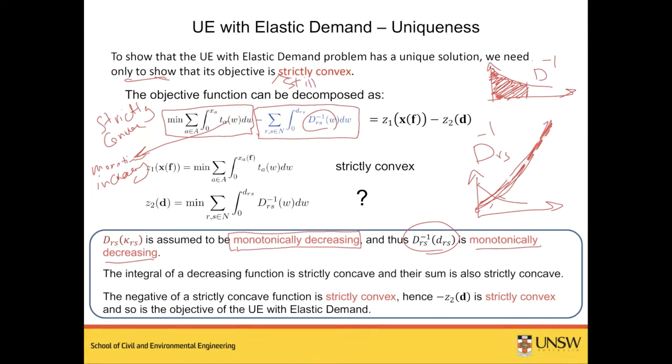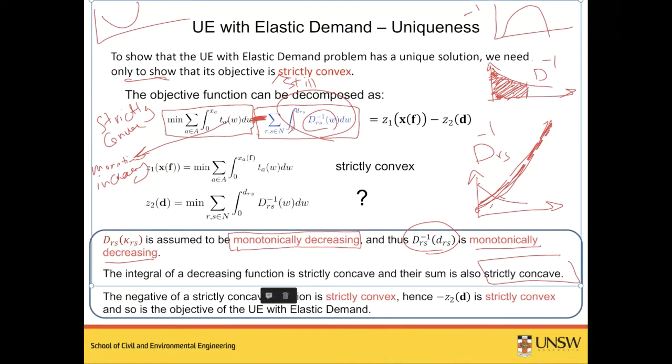So that's why we assume d is monotonically decreasing, and d^-1, the inverse of the demand function, is also monotonically decreasing. As a result, the integration of this d^-1 will be strictly concave, right? And because we have this negative sign behind it, it will make it strictly convex, right? If you have a concave function like this and you multiply it by minus one, you actually make it a convex function. So this integral itself is strictly concave because d^-1 is monotonically decreasing, but because we have that negative sign, it will make it strictly convex.